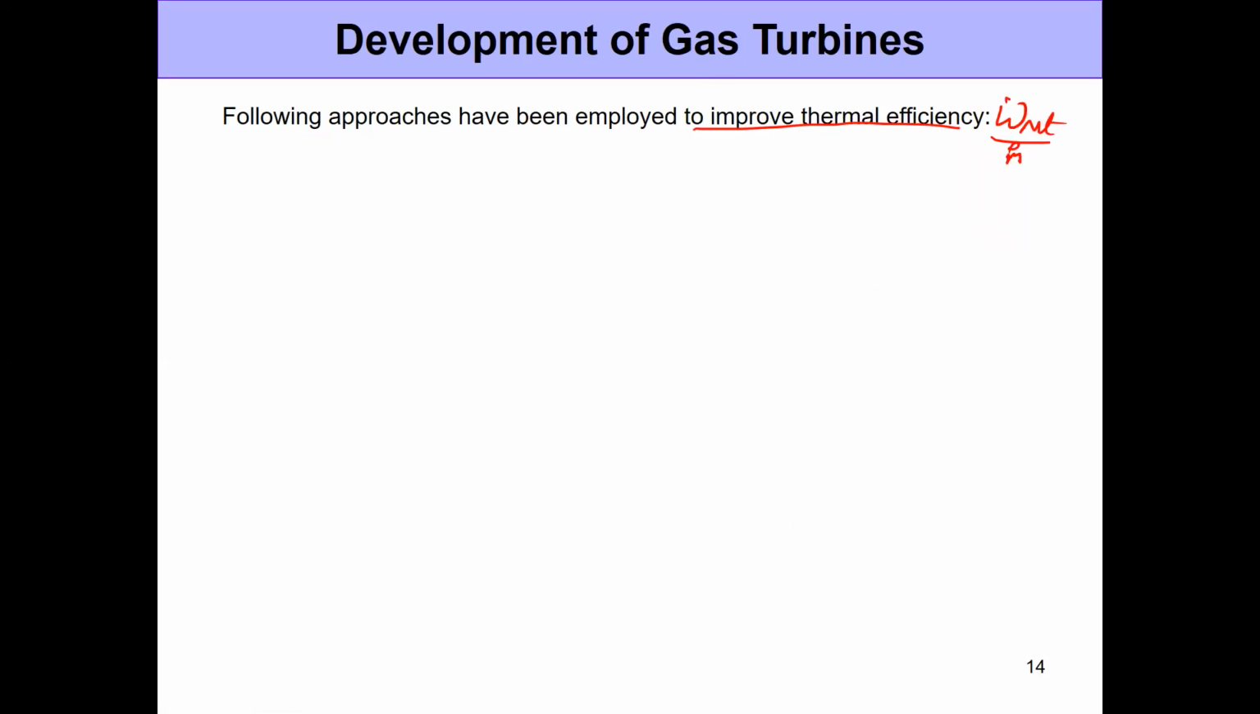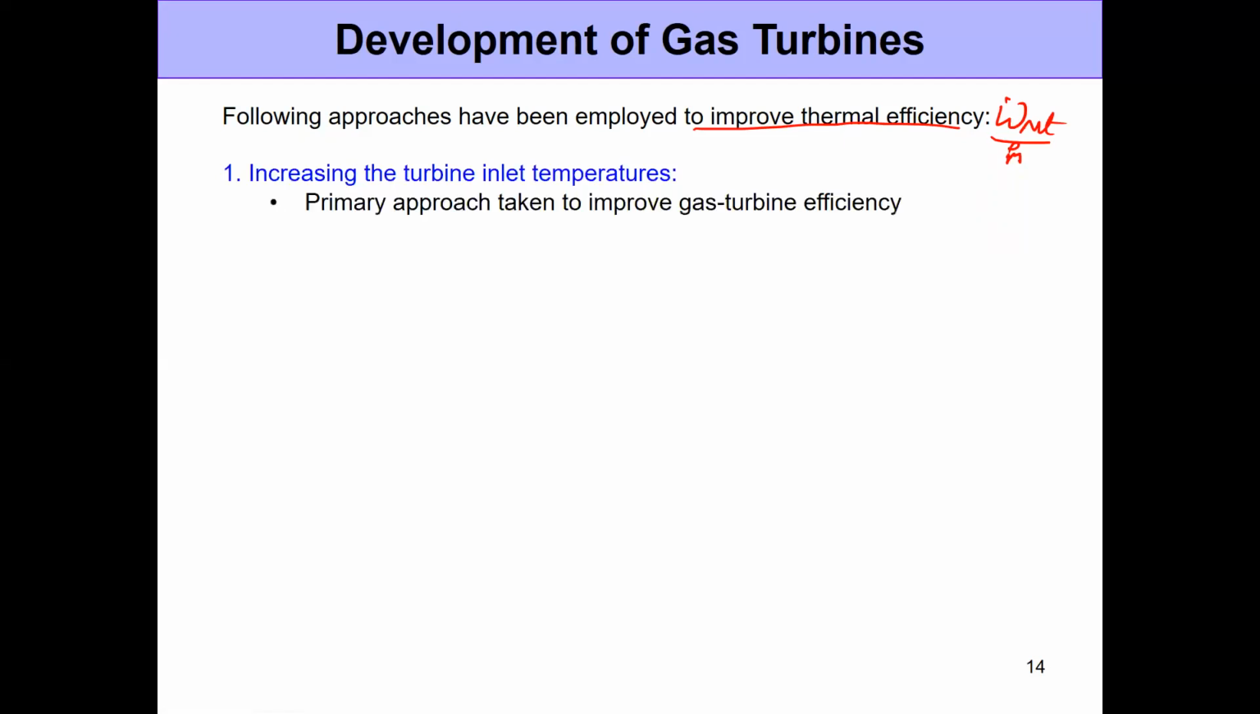The initial gas turbines were built somewhere in the 1940s, so that's about 80 years back from now. I'm going to outline the three major strategies that have been used to improve the thermal efficiency over the past 80 years. The first and the most common approach is to increase the turbine inlet temperature.